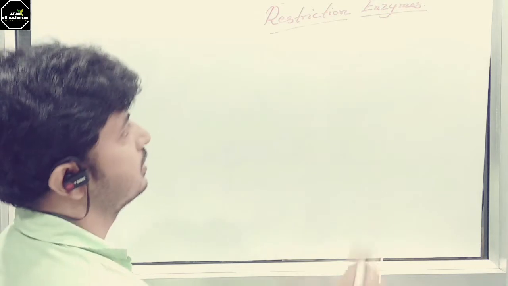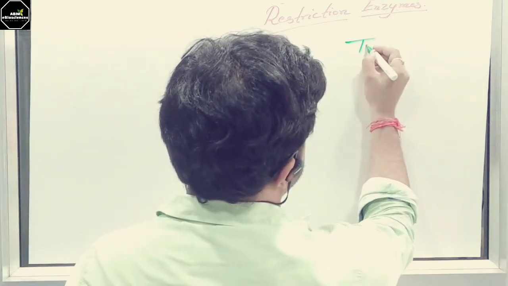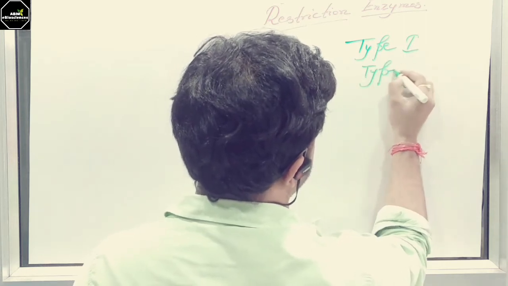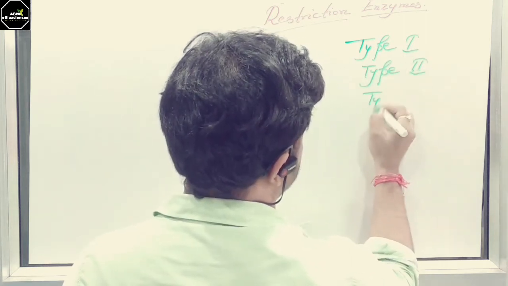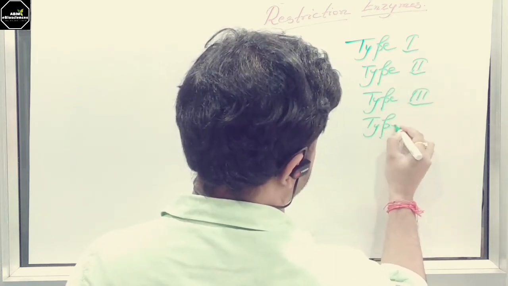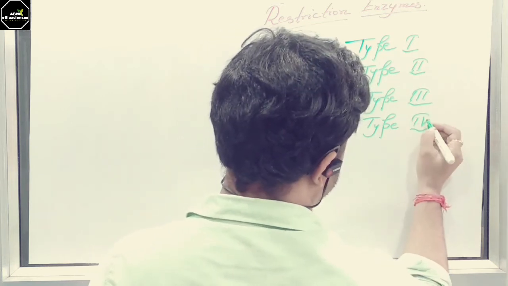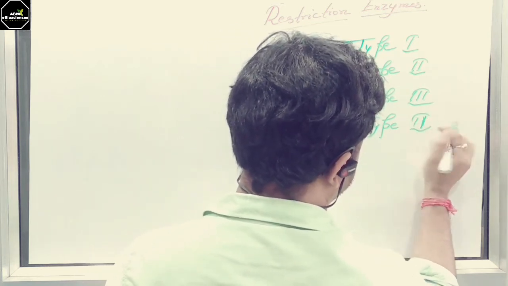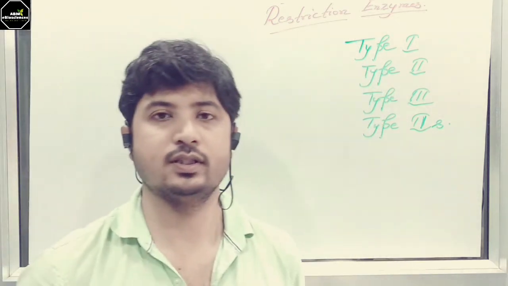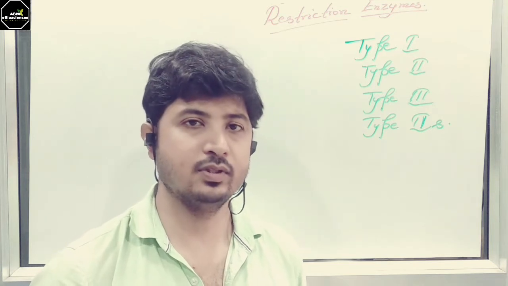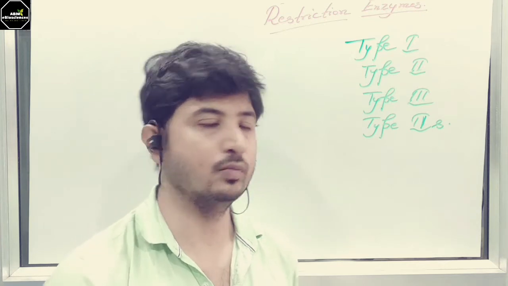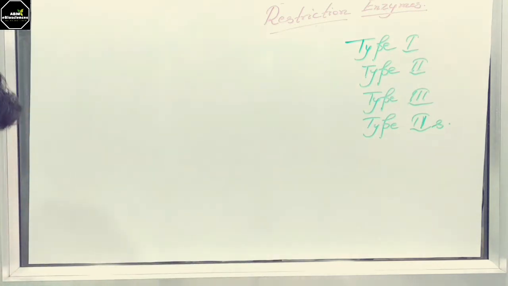So the four types are type 1, type 2, type 3 and type 4. Sorry, type 2s. So these are the four restriction enzymes which are present and which have a cleavage, restriction and modification activity on the genome. So first, start with the type 1 restriction enzyme.